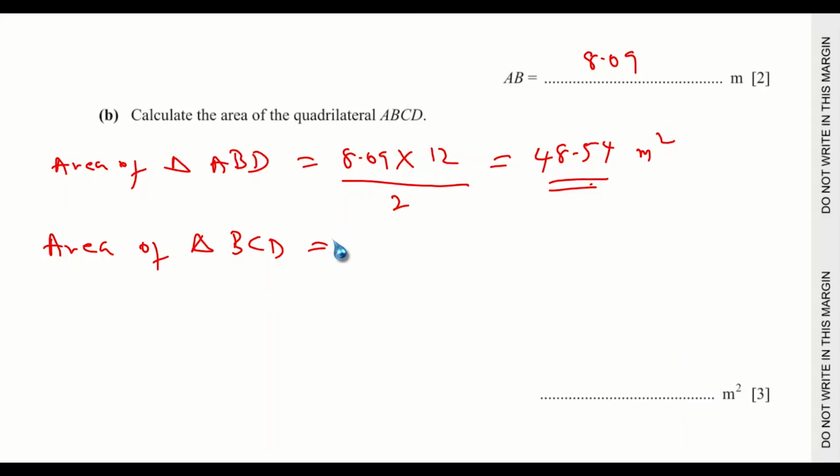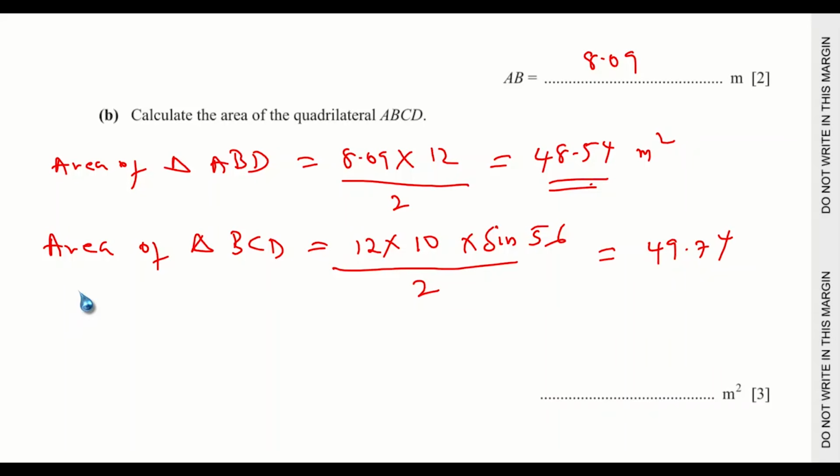So in this case, I have to say the product of the two given sides, that would be 12 multiplied by 10, then multiplied by the sine of the angle of the unknown side, sine 56, divided by 2. If you input this into your calculator straight away, you should get 49.74.